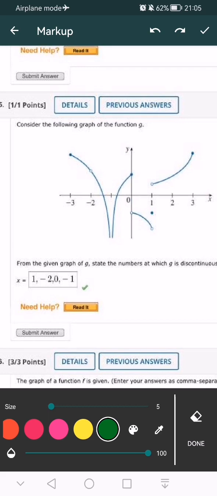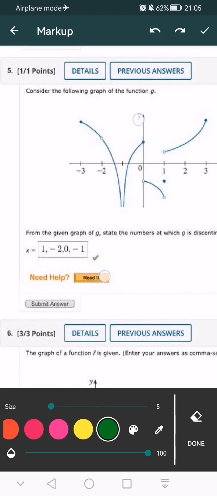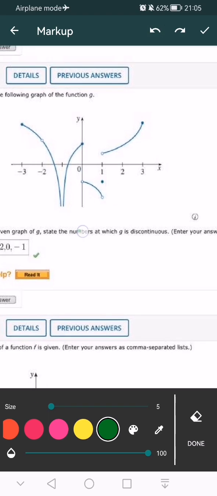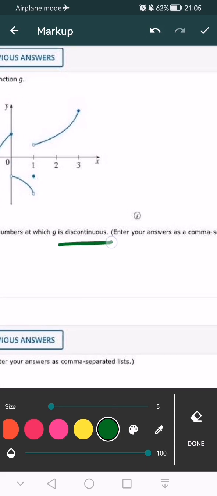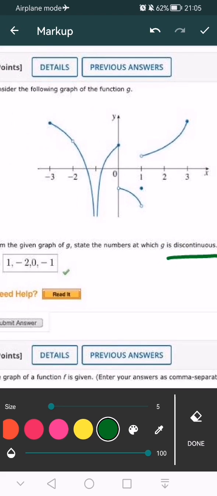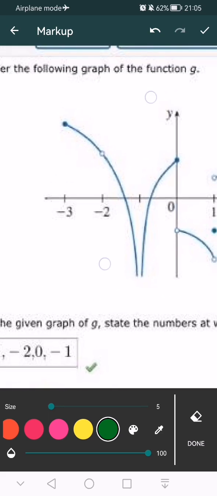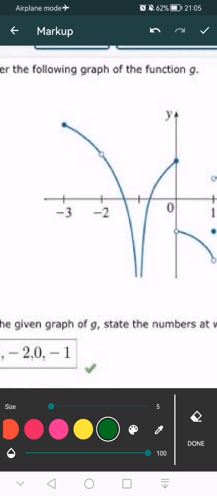Consider the following graph. The question says: from the given graph of G, state the numbers at which it has discontinuities. As you see, any place where the function breaks, take its x value.